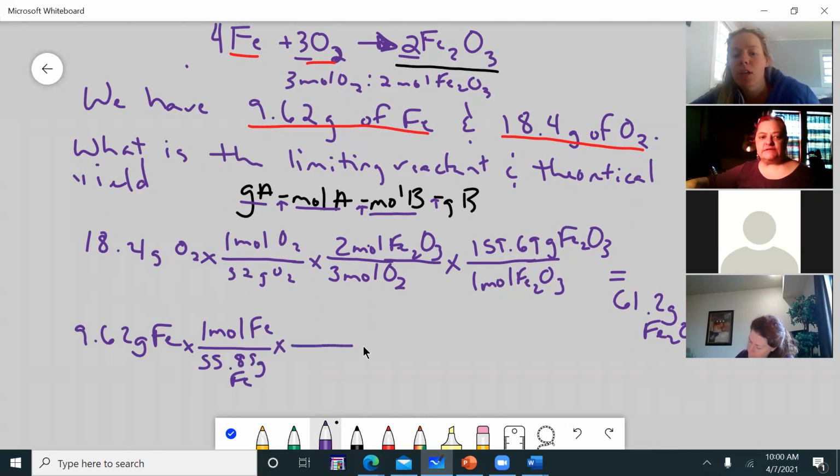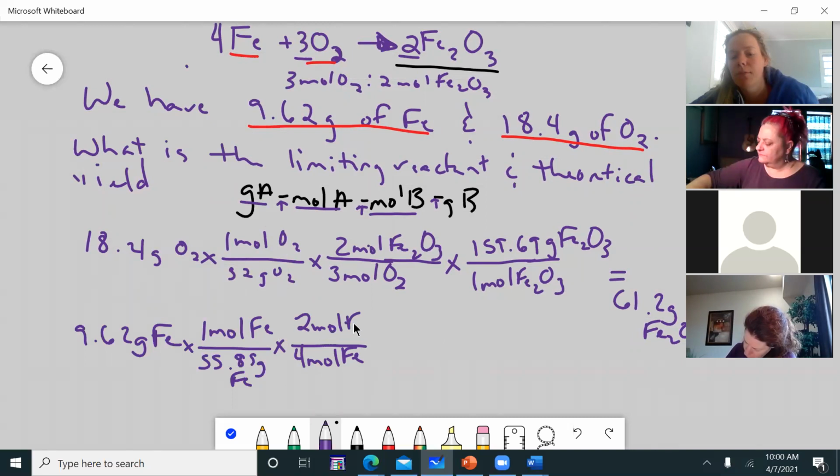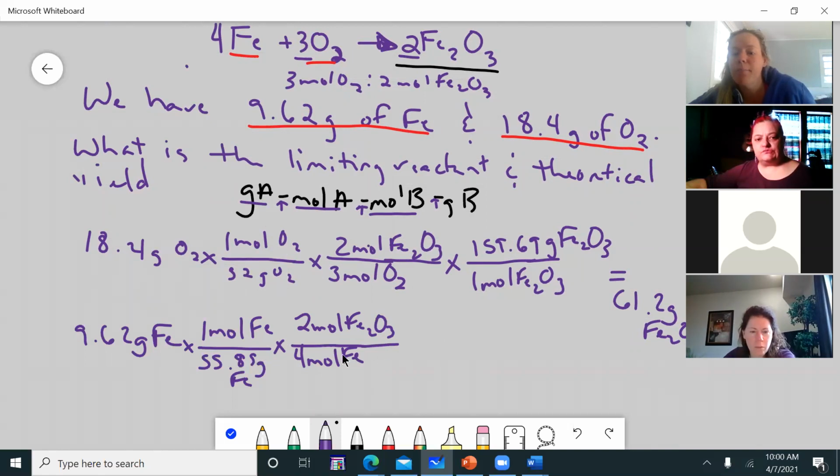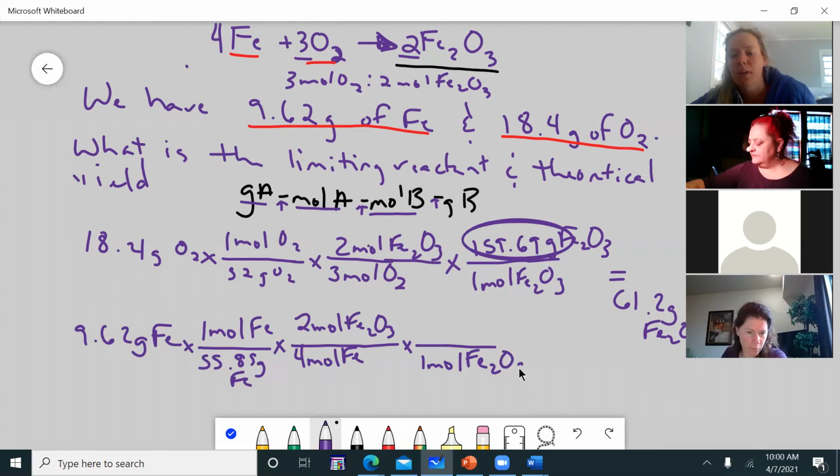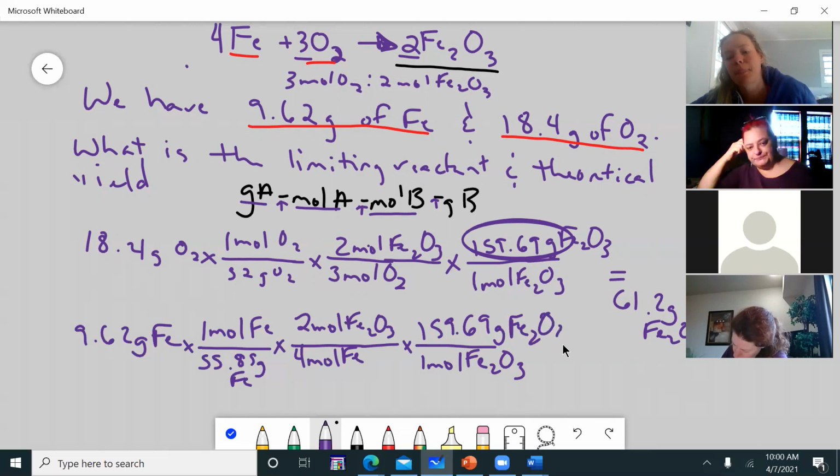Now we get to use the coefficient. So it's subscript, then coefficient, then subscript. So with coefficients, we have a 4:2 ratio. 4 moles of Fe will yield 2 moles of the product, Fe2O3. The next step is to get it into grams of the product. And because you've already calculated it, it's the same number for both, because we're working towards the same product. So 1 mole of Fe2O3 is 159.69 grams of that product.